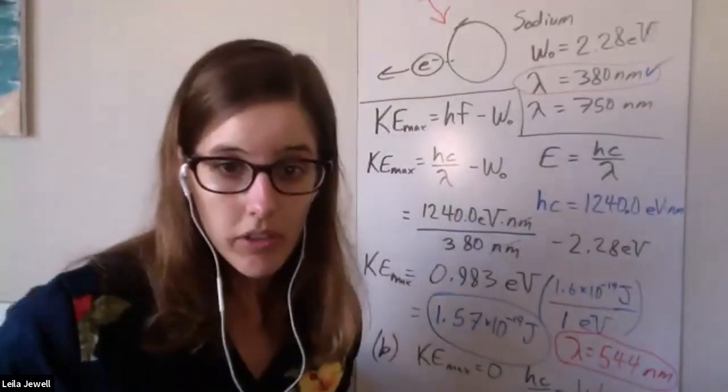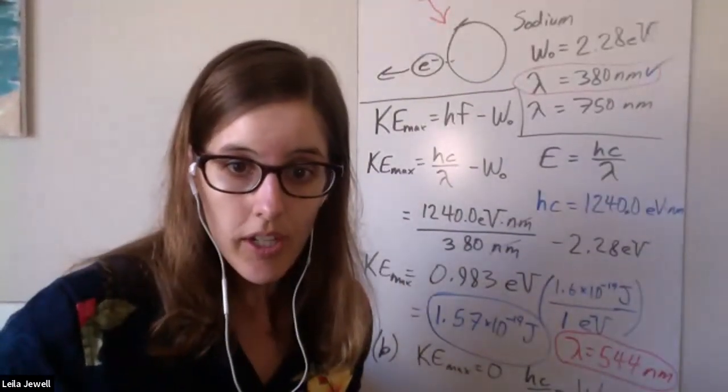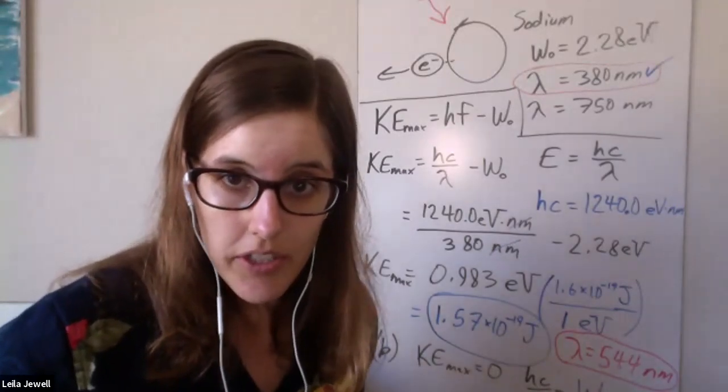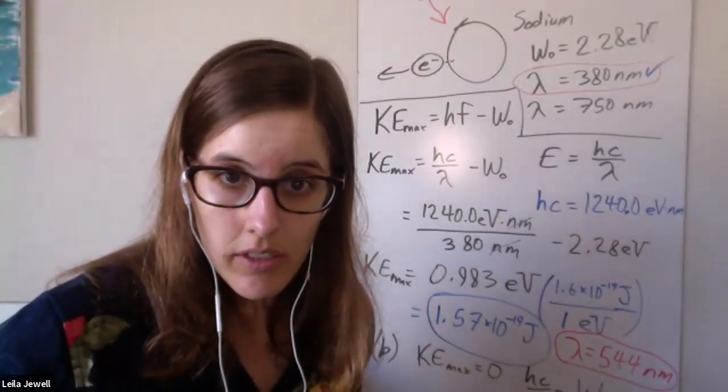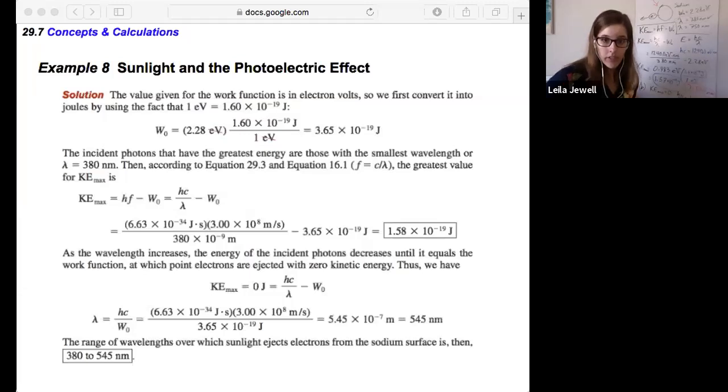We can confirm this if we go back to the slides. There we have it. And so yes, they got 1.58 as opposed to 1.57 times 10 to the negative 19 joules. Notice they converted to joules ahead of time, so they did not use quite the same approach as we did, but they got the same result of the range of wavelengths from 380 to 545 nanometers.